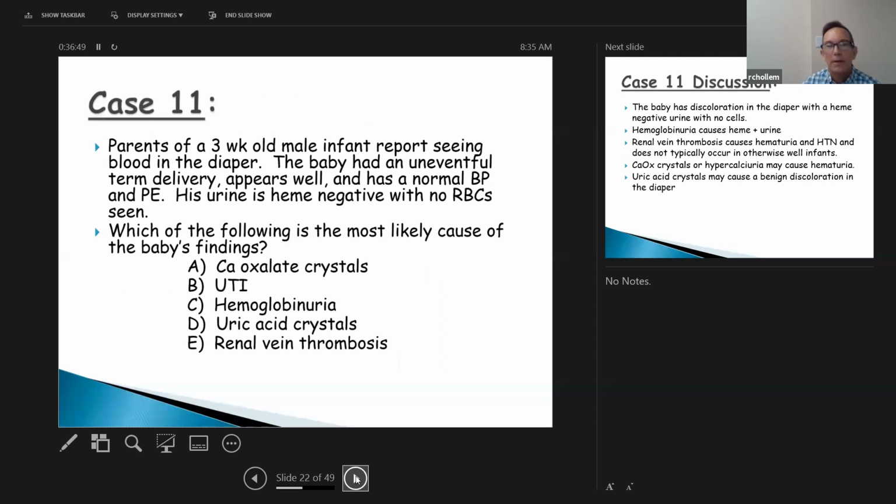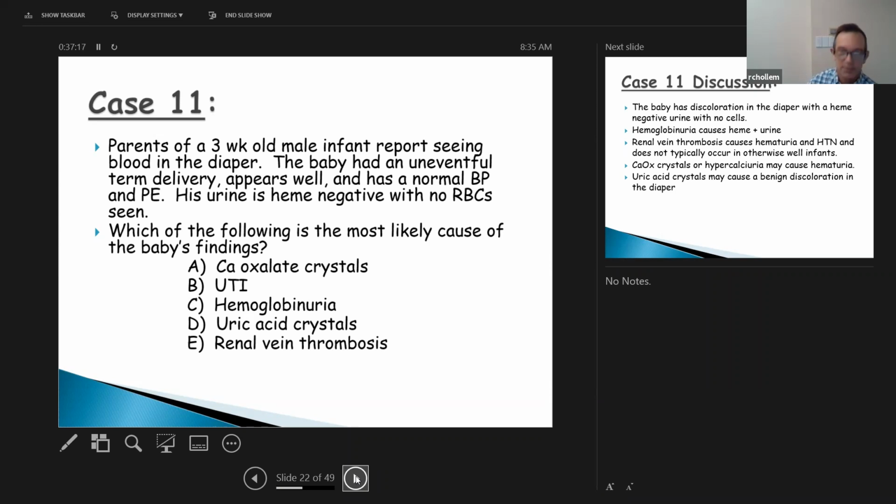Parents of a 3-week-old male infant report seeing blood in the diaper. Oh my goodness. The baby had an uneventful term delivery, appears well, has a normal blood pressure and physical exam. Urine is heme negative and there are no red cells present on micro. Which of the following is the most likely cause of the baby's findings? A, calcium oxalate crystals. B, UTI. C, hemoglobinuria. D, uric acid crystals. E, renal vein thrombosis.